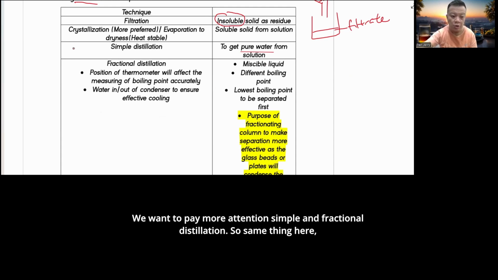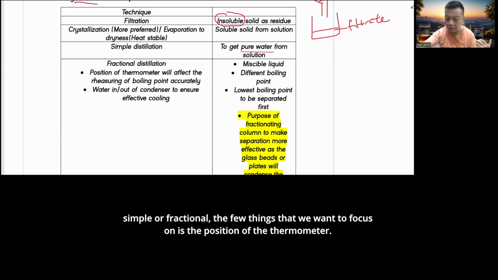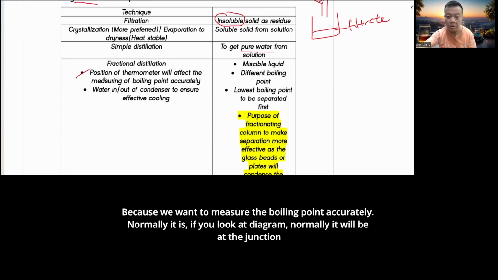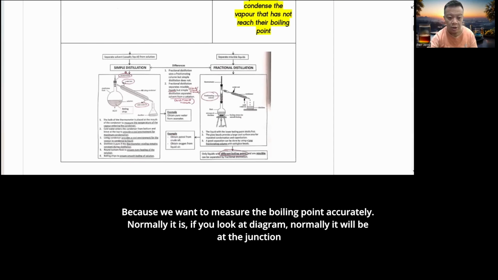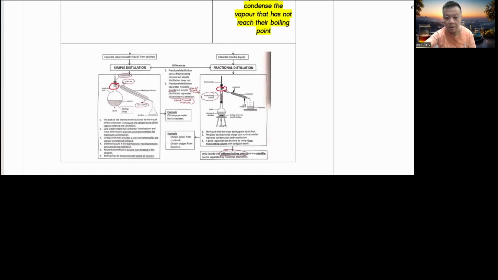We want to pay more attention to simple and fractional distillation. Whether simple or fractional, the few things we want to focus on is the position of the thermometer, because you want to measure the boiling point accurately. If you look at the diagram, normally it will be at the junction where it leads to the condenser. Whether fractional or simple, it's the same.